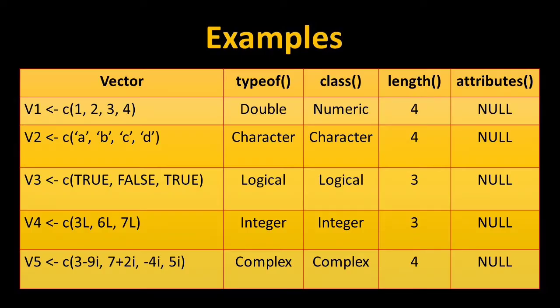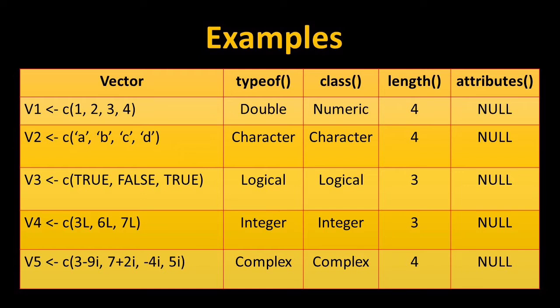Say, for example, the first vector is v1, which is created by the c function and it has stored 4 elements: 1, 2, 3, 4. So the typeof this v1 vector would be double. The class function will return numeric, which means the vector is of numeric type, and the length of v1 would be 4 as there are 4 elements.